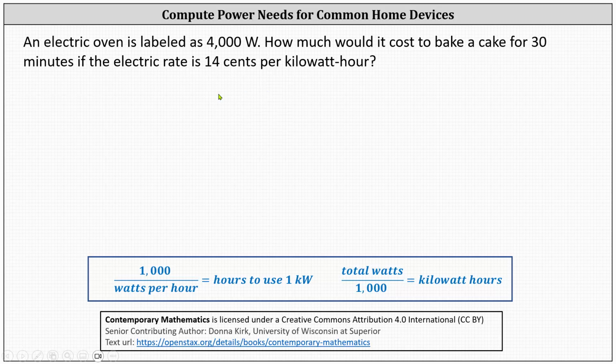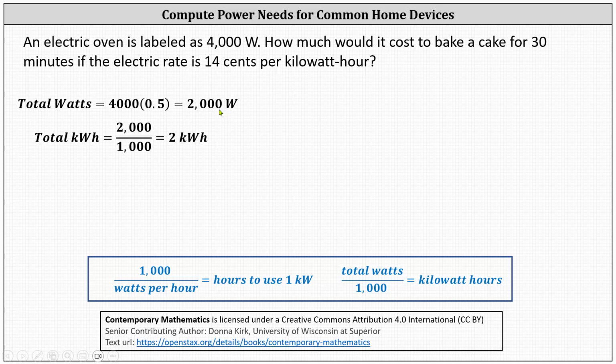To find the total watts used, we take the watts usage of 4,000 and multiply by the number of hours the oven is on. The oven is on for 30 minutes, which is half an hour. 4,000 times 0.5 or 1/2 equals 2,000, giving a total usage of 2,000 watts of power. And now we divide 2,000 by 1,000 to convert to kilowatt hours, which gives us 2 kilowatt hours. And now we can determine the cost. It costs 14 cents per kilowatt hour, and therefore the total cost is going to be 2 times $0.14, which is 28 cents.